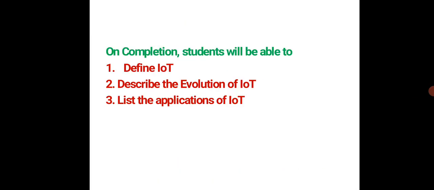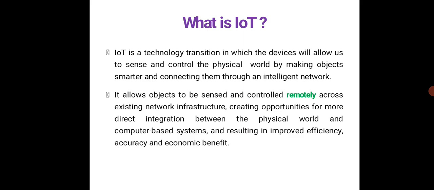On completion, the student will be able to define IoT, that is Internet of Things, how it has evolved, and list the various applications of IoT. So, what is IoT? IoT is a technology transition in which devices allow us to sense and control the physical world by making objects smarter and connecting them through an intelligent network.